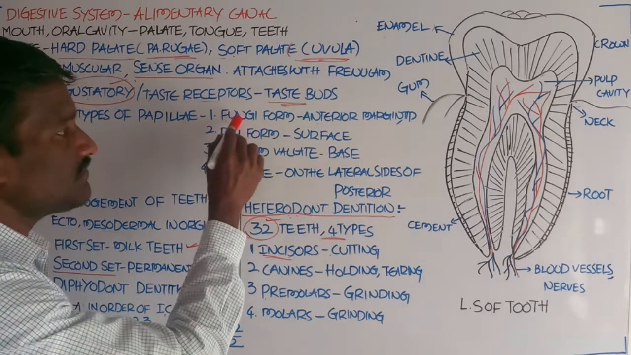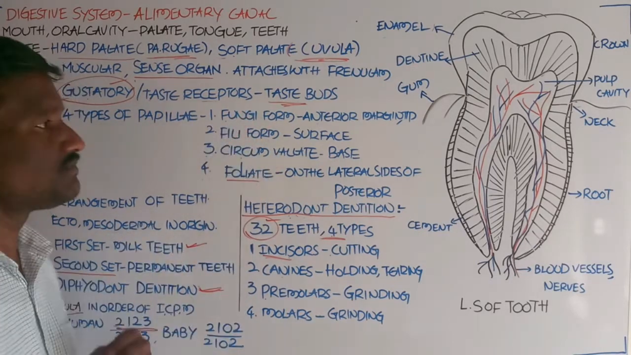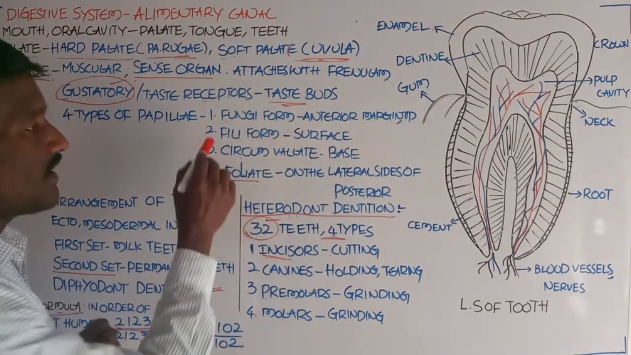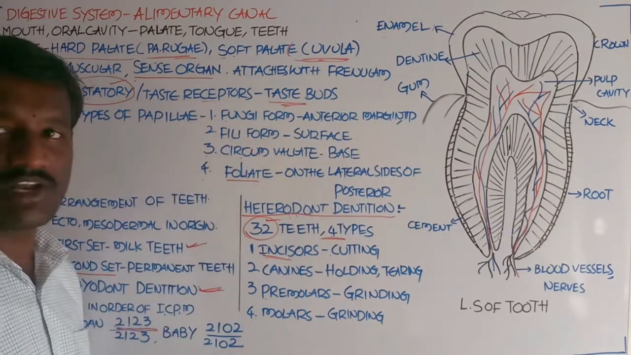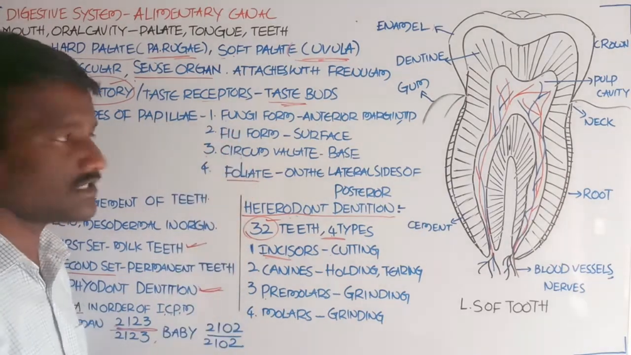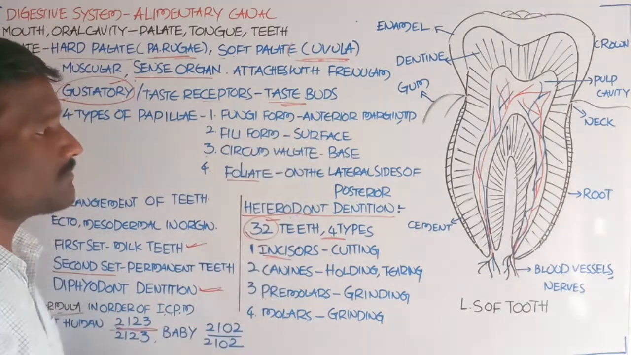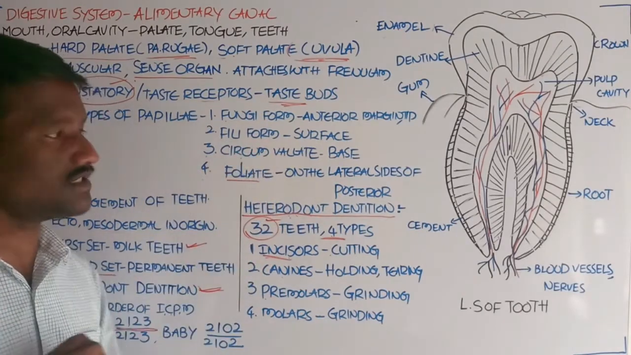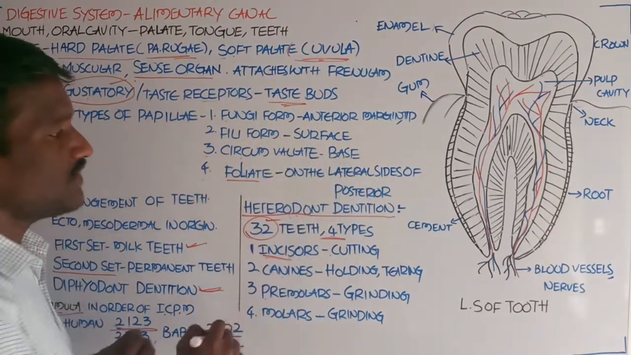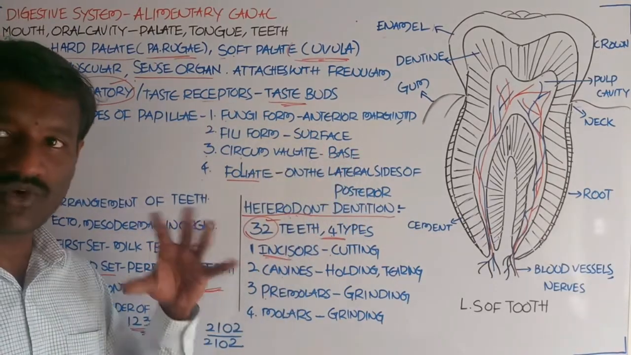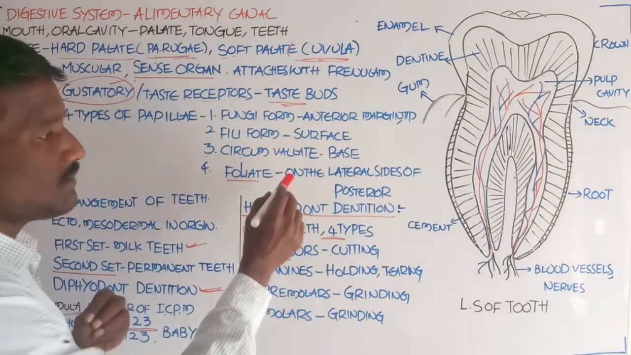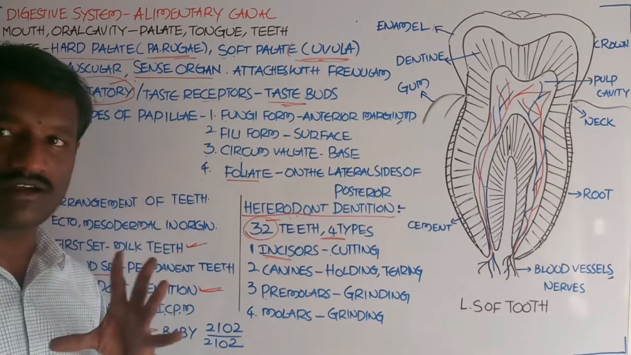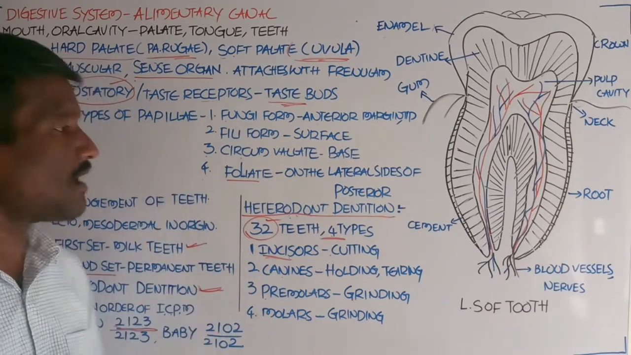Fungiform papillae are mushroom shaped and present at the anterior margin and tip of the tongue. Next, the second one is filiform. These are filament-like structures present on the surface of the tongue. Circumvallate papillae are surrounded by a wall-like structure and present at the base of the tongue. Foliate papillae are leaf-like structures present on the lateral sides of the posterior part of the tongue. These are the four types of papillae.